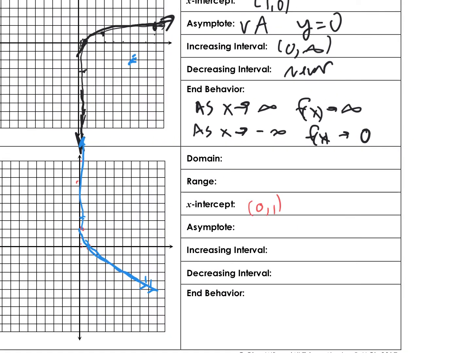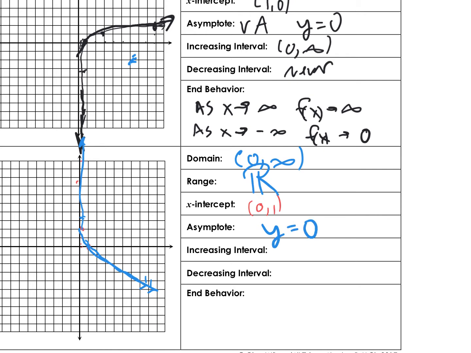So the domain, again, starts at 0, goes to infinity. The range is going to be all real numbers. Does it asymptote? Yes. Y equals 0 is still the asymptote.